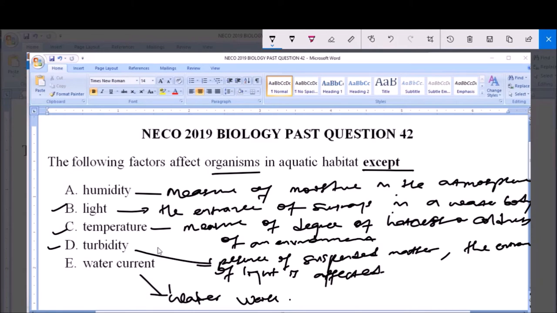Now, water currents also affect aquatic organisms, because the more the increased water currents, the more the aeration of the water. And like you know, aquatic organisms get their oxygen from this water. So water currents help towards increased aeration. But now option A here says humidity, and humidity is the measure of moisture in the atmosphere. Atmosphere has nothing to do with aquatic habitats. It is only terrestrial habitats that are affected by humidity. So humidity does not affect aquatic organisms, and therefore the answer to this question is humidity, which is option A.